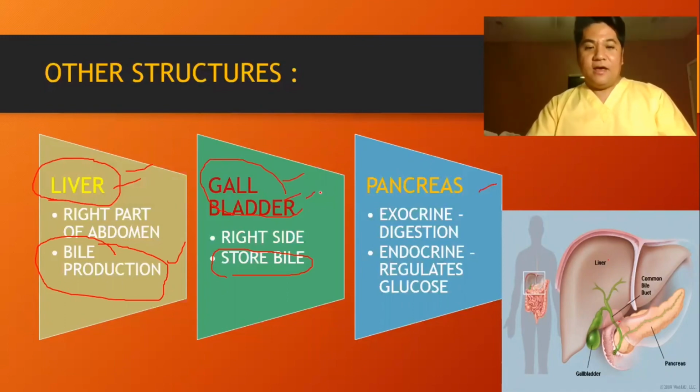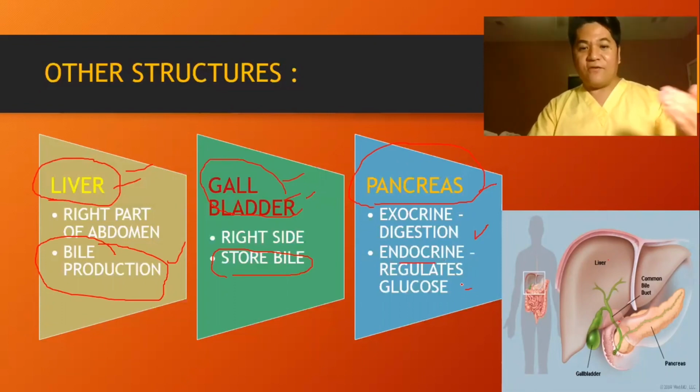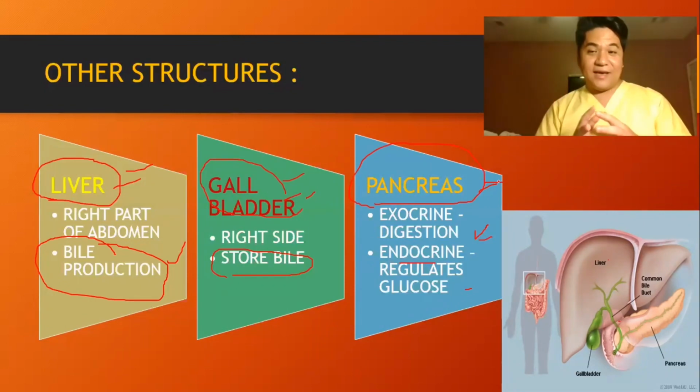Okay. The pancreas is both an exocrine and endocrine gland. Exocrine is for digestion, and endocrine because it regulates the glucose level or the sugar level. The exocrine gland aids in digestion by releasing pancreatic juices to aid in digestion of the food. So that's the function of your pancreas. This is your pancreas.